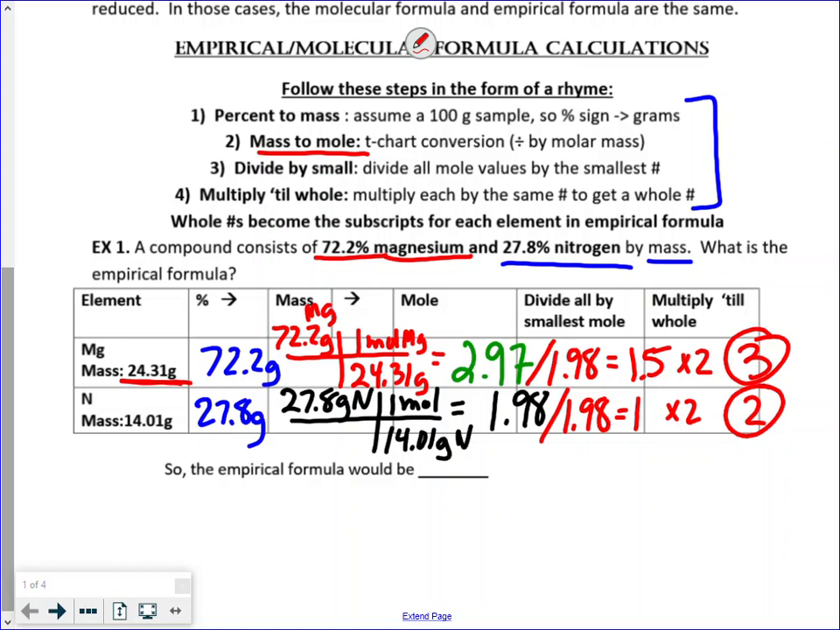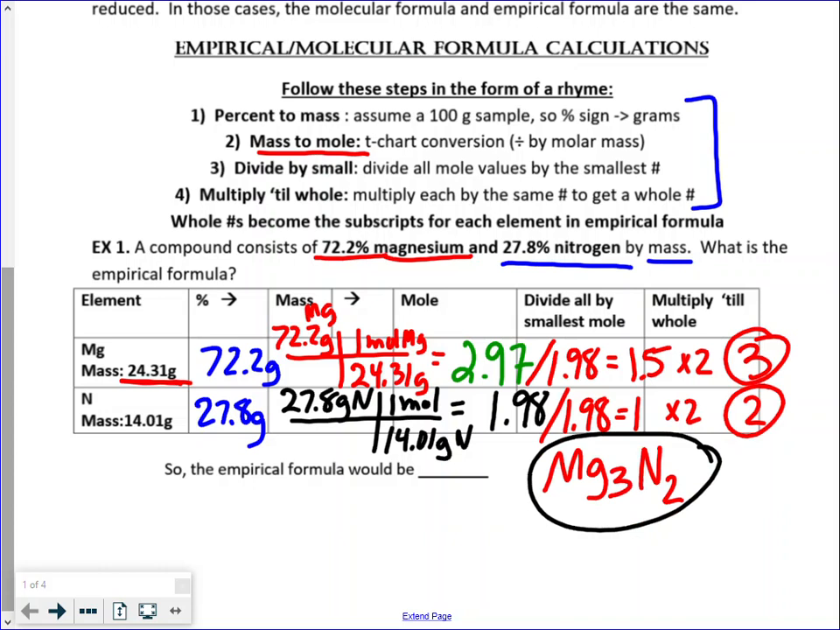So my formula then is Mg3N2. So those numbers become the subscripts of the formula. Would N2 and Mg3 also be fine? Does the order matter? Yes, it does matter because in this case you would always write the metal first, then the non-metal. Okay. So in this case, usually you just follow, they'll give you the percentages in order of how they are in the compound, typically.